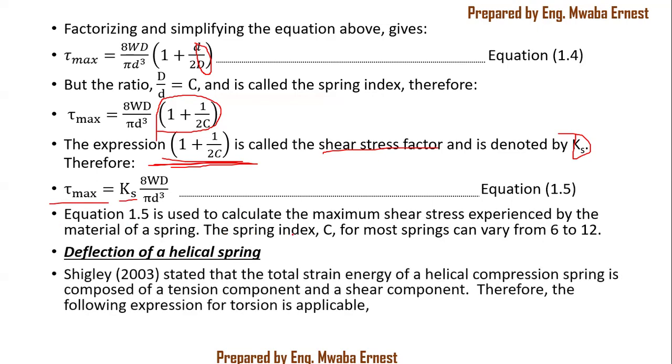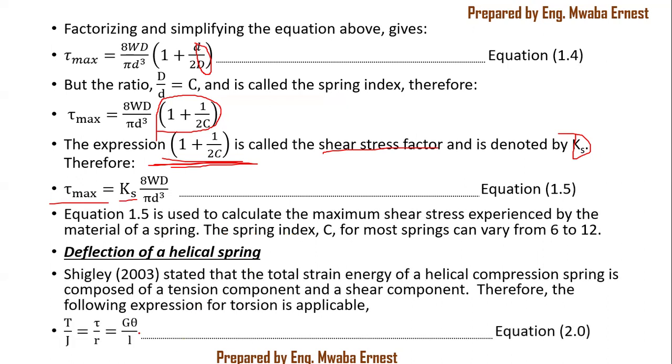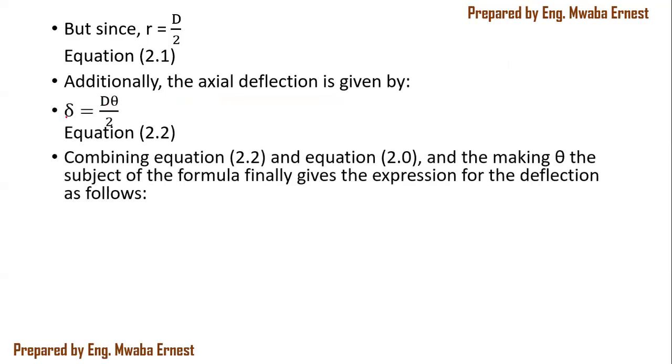All right, now what about if we're looking for the deflection of a spring? The deflection of a spring goes back to the torsion equation. And when we put them together, remembering R is D over 2, we have also sigma is D theta over 2. Bring all of them together. Our deflection is 8WC cubed N over GD. And therefore, this is the expression that we're supposed to use whenever we're discussing the deflection.